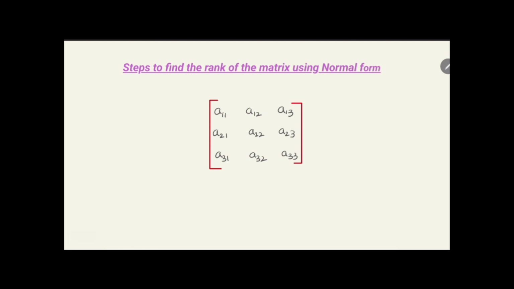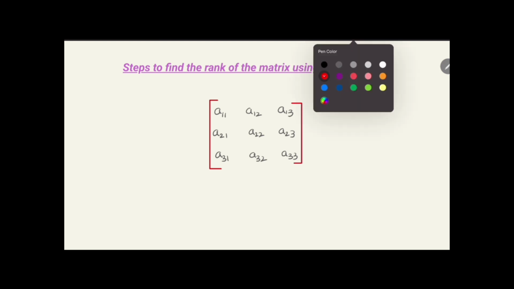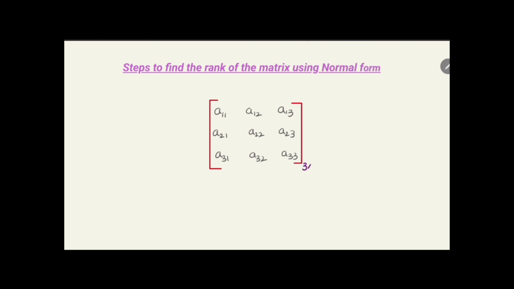Now let's see the most important topic. What are the steps to find the rank of the matrix using normal form? These steps are very important while solving the problems, and you have to follow the same order that I am going to explain now. This is a 3 by 3 matrix, and the concept I am explaining now will be applicable for any order of the matrix, let it be 4 by 4, 3 by 2, 2 by 3 or 3 by 4. The same concept applies to all those orders.